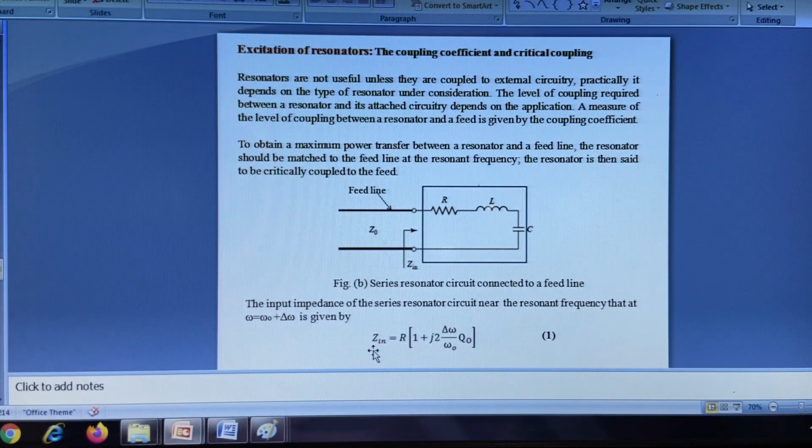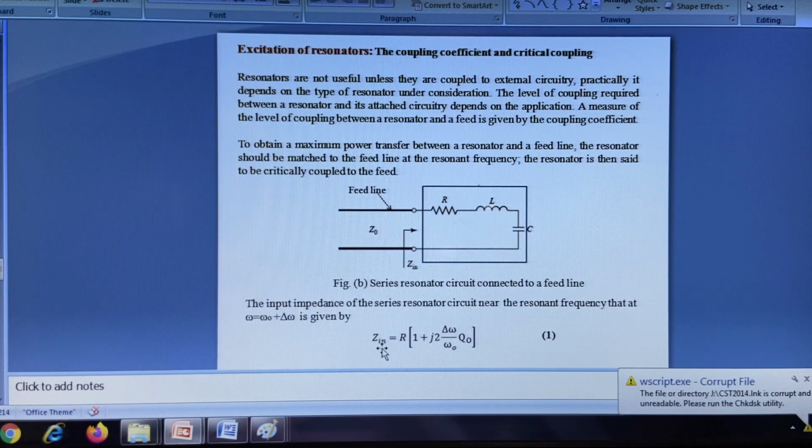We derived this Zin for a series resonator circuit, the input impedance of a series RLC circuit near the resonant frequency, in the earlier topic. That input impedance for the series RLC circuit is given by this equation, that is R (1 + j2 Δω/ω0 Q0). This we derived in the previous topic. So this equation is valid near the resonant frequency.